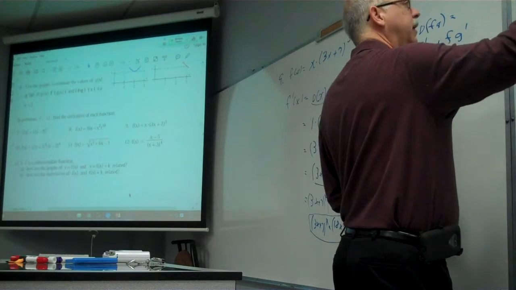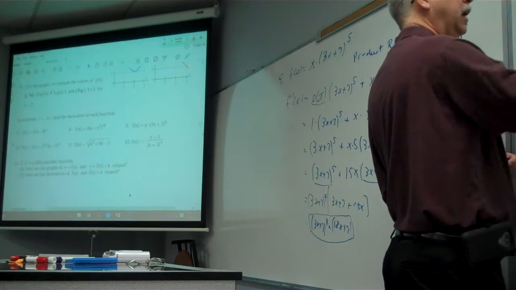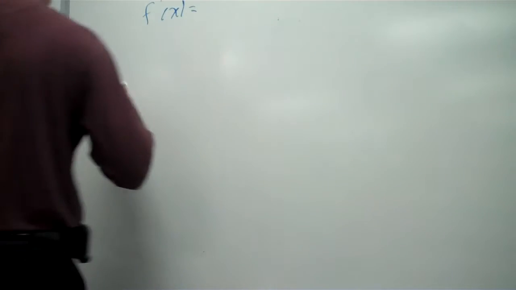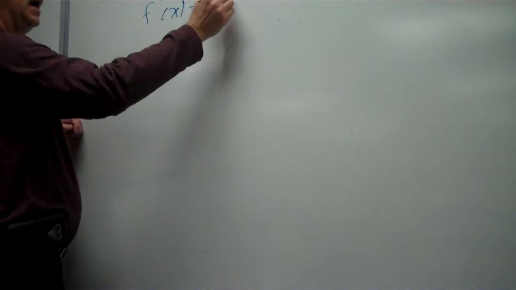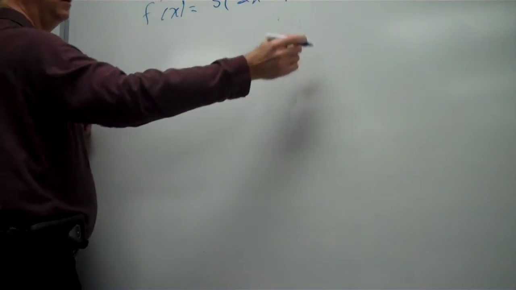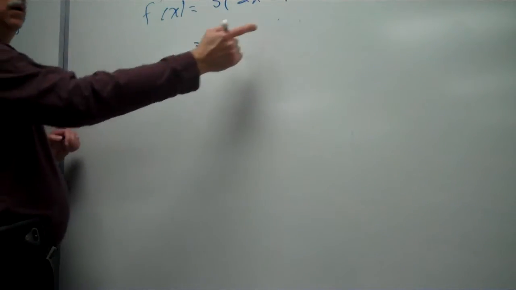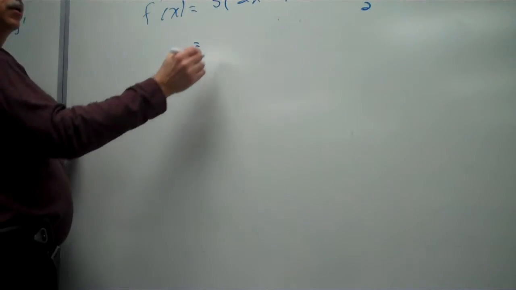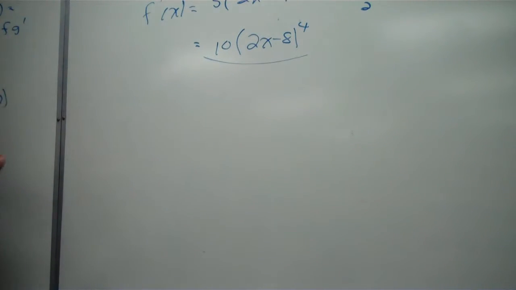So for 7, the function is 2x minus 8 to the 5th power, and we want to find the derivative. So we've got something to the 5th power. The derivative of something to the 5th power is 5 times that something to the 4th power, and then times the derivative of what's inside. That derivative is 2. Derivative of linear is just the slope. And so we get here 10 times 2x minus 8 to the 4th power is our derivative.